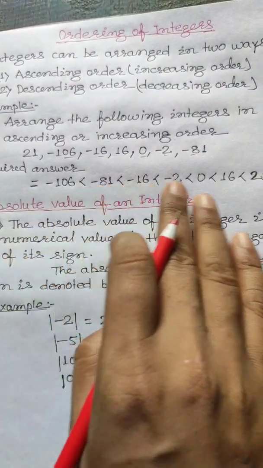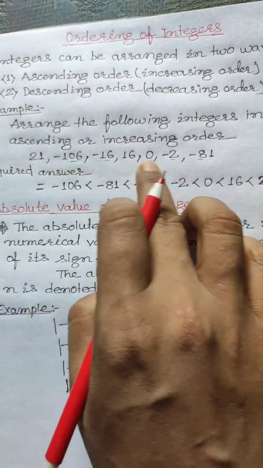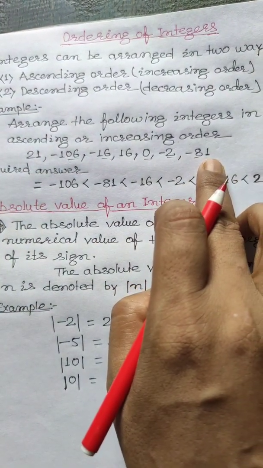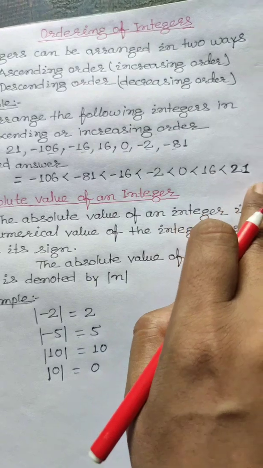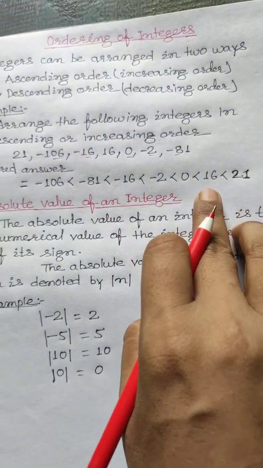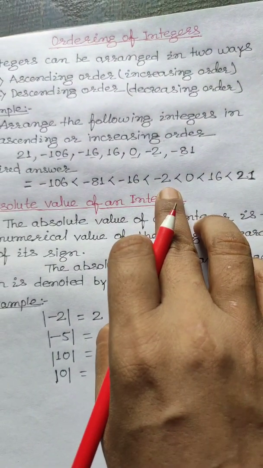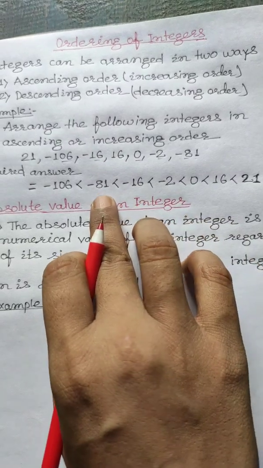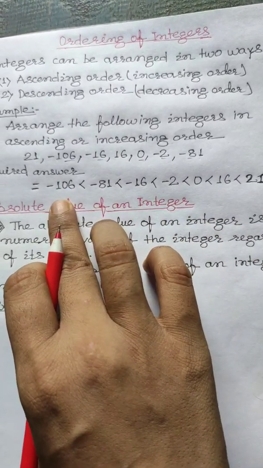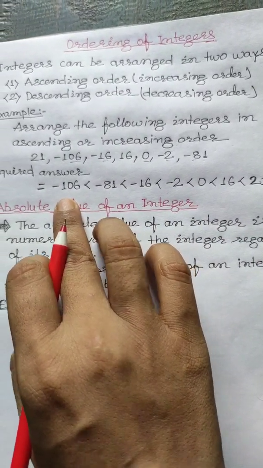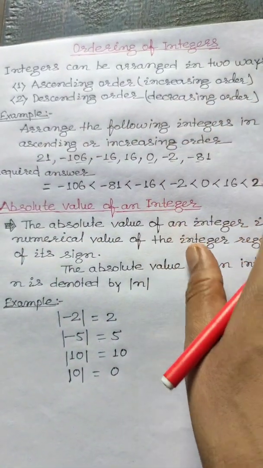Suppose you want to arrange these integers in descending order. First you will write 21, then 16, then 0, then minus 2, then minus 16, then minus 81, and at the last minus 106. Okay, so this is ascending order and descending order.